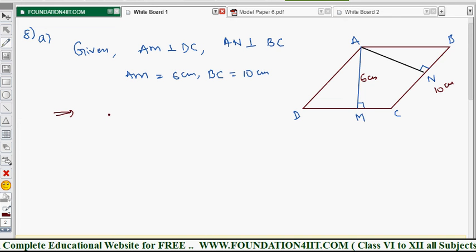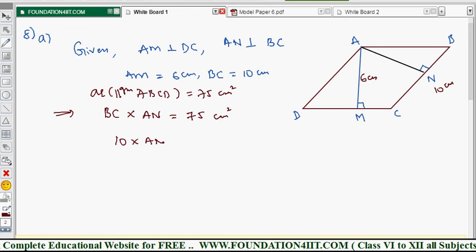Now, base into height is area. So if BC is the base and the height is AN, that is equal to the area of the parallelogram, which is 75 centimeter square, because the area of the parallelogram ABCD is given as 75 centimeter square. That's why base into height. Now BC is 10, so 10 into AN is 75. From this you can find the AN value. AN is equal to 75 by 10, that is 7.5 centimeters. That is A to L.